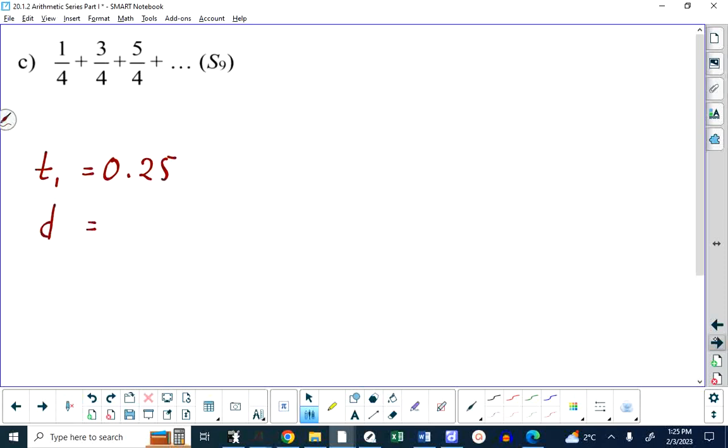The common difference to go from 1/4 to 3/4 is 2/4. 1 cat plus 2 cats is 3 cats. 1/4 plus 2/4 is 3/4. 2/4 is a half. You want to find S9. I'm going to give everybody a minute or so to write down your substitution into your sum formula: n over 2, brackets 2t1 plus brackets n minus 1 times d. Close all the brackets and calculate. And I'm going to calculate it as well.